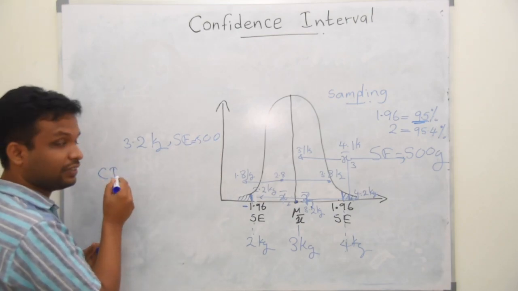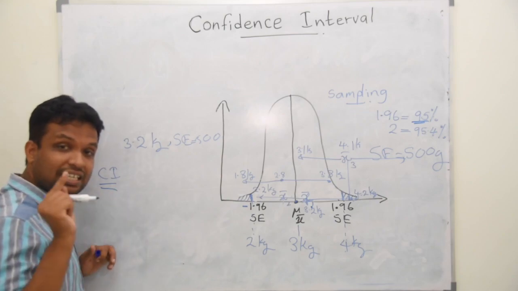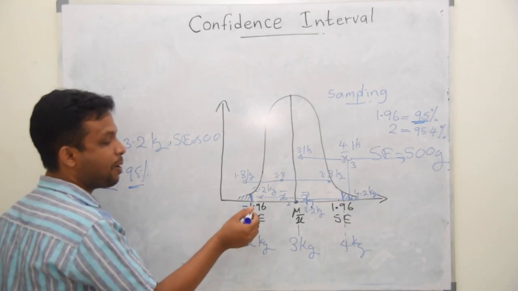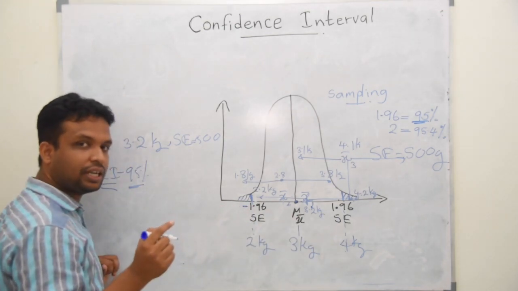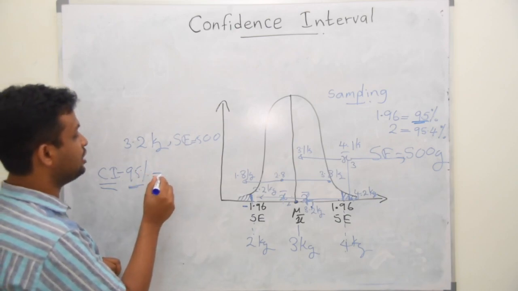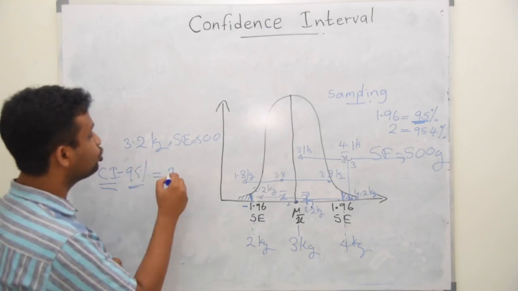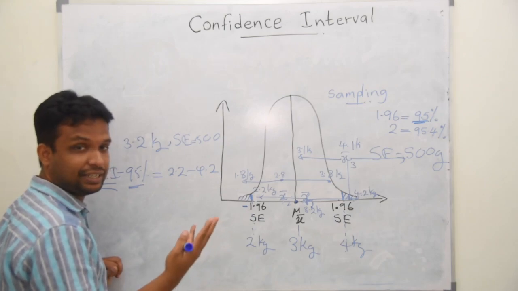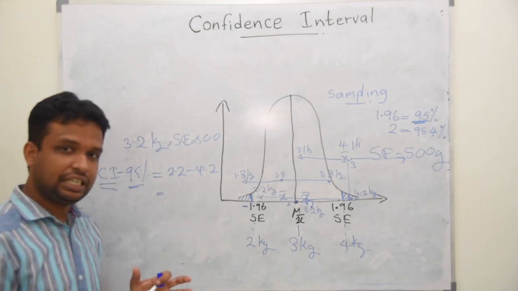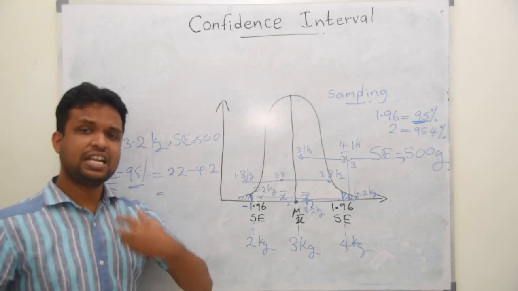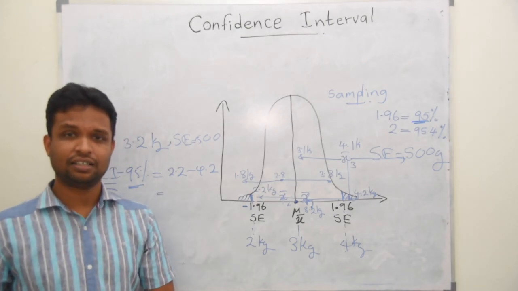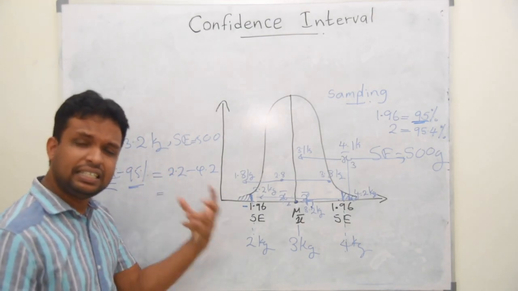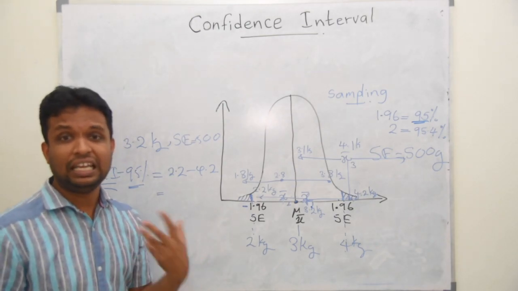So the confidence interval, of course, this confidence interval is 95% as we are interested in minus 1.96 to plus 1.96. So the 95% confidence interval, approximately, will be 2.2 to 4.2. Of course, that is the mean plus or minus 2 standard errors. Generally, we interpret this as: we are 95% confident that the true mean will be in this range. That is how we interpret it in general.